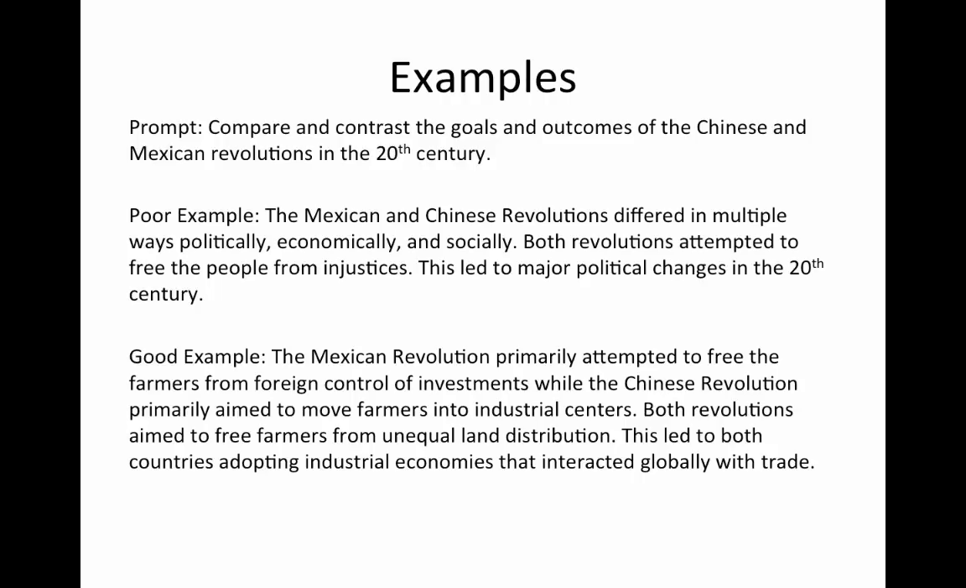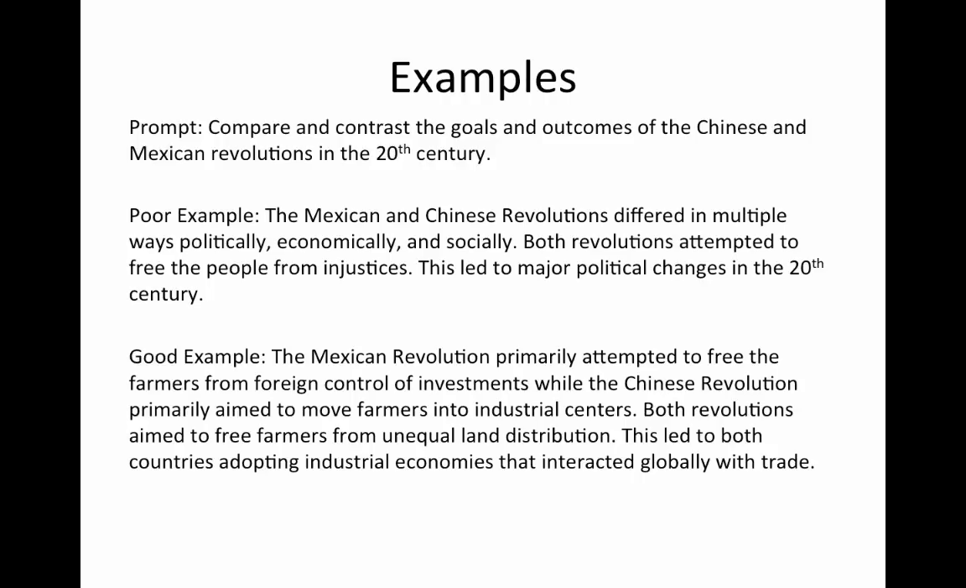Okay, I want you to see why this ends up being such a good example. First off, it's really important. Notice that in the contrast, we've mentioned both societies, Mexican Revolution and Chinese Revolution. There's a direct contrast. We have direct statements. So we're not going to give anything to be vague. But then look at what we do next. Remember how we talked about earlier that using the term economics is just too vague? Well, we're talking about economics here, but look at what I do here with the economics, or the student who wrote this. The Mexican Revolution primarily attempted to free the farmers from foreign control of investments.